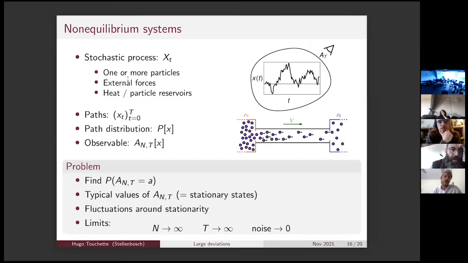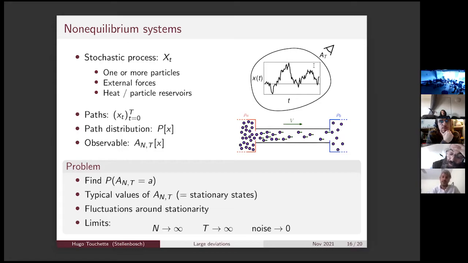You could have external forces. You could have external heat or particle reservoirs. The system might be driven. It might be equilibrium or non-equilibrium. So here the description will follow from the stochastic process. You have an underlying model for the stochastic process. It could be a stochastic differential equation or a jump process. Of course, we'll take Markov processes into account because they're simpler to study. This is what I'll do here.